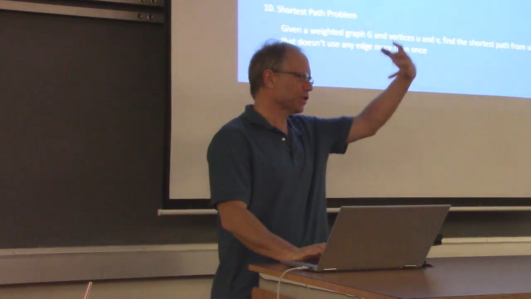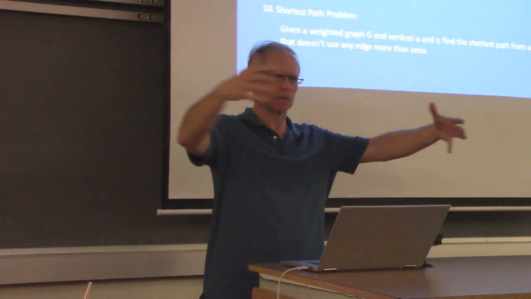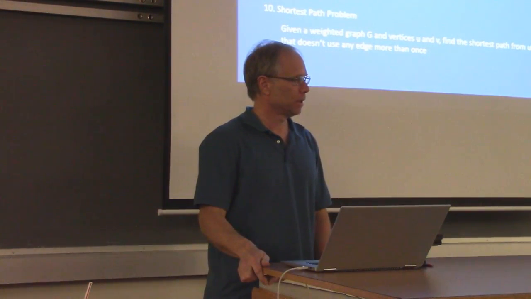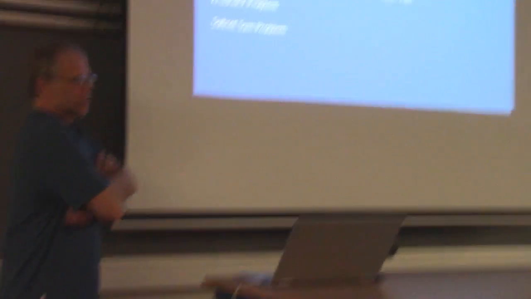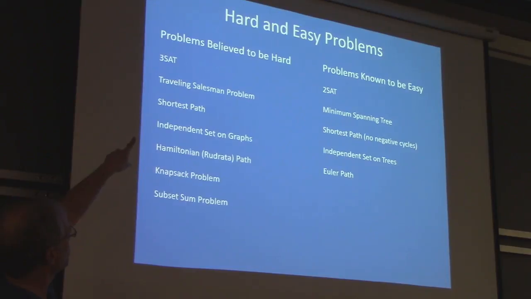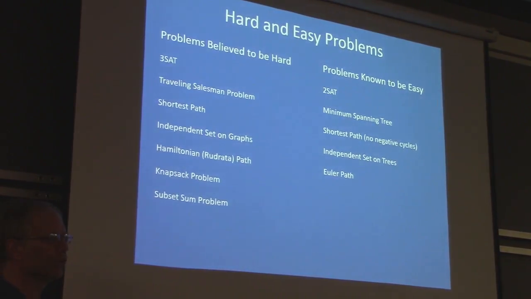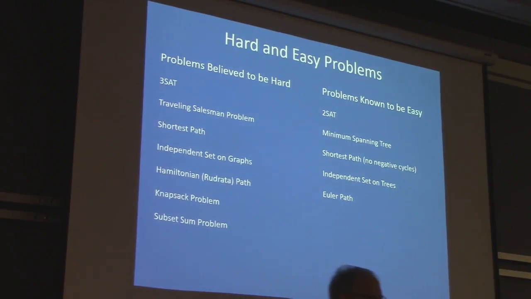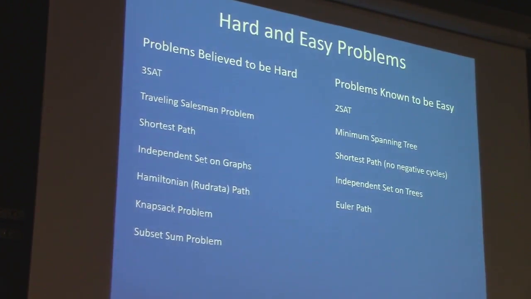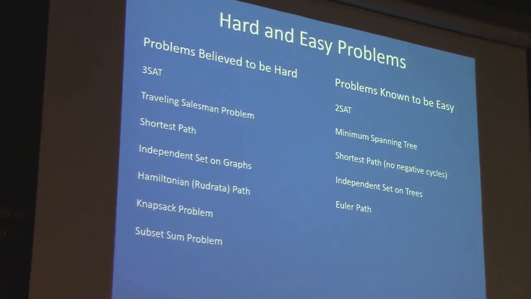Okay? So these are just examples of problems, and your book has examples of famous problems. Here's a chart. On the right are problems known to be easy. So how do we know they're easy? Because they can be solved in polynomial time. Right, because someone found a polynomial time algorithm for them.